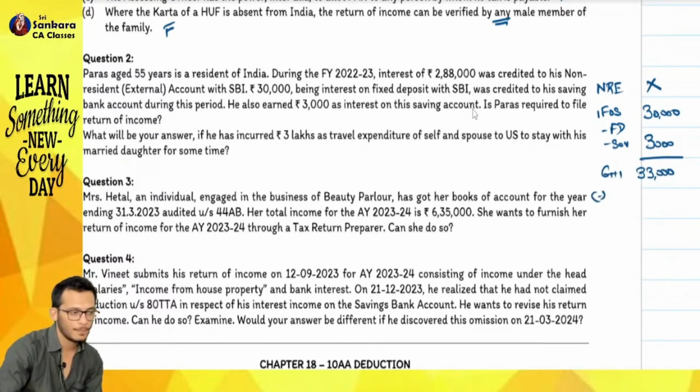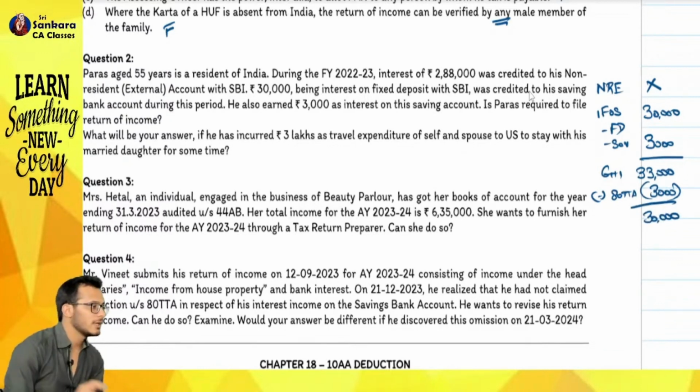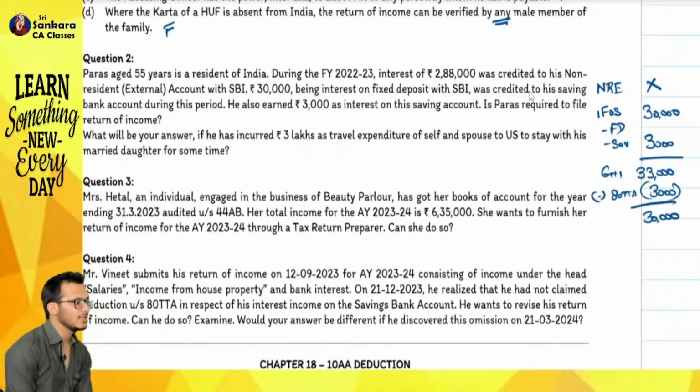Less 80TTA. Amount is 3,000. Why? You can claim only on savings. You can claim only on savings, cannot claim on FD. Therefore, your total income is 30,000.